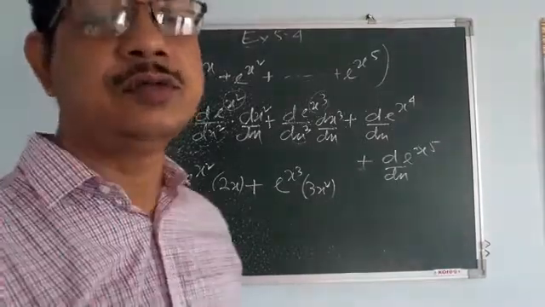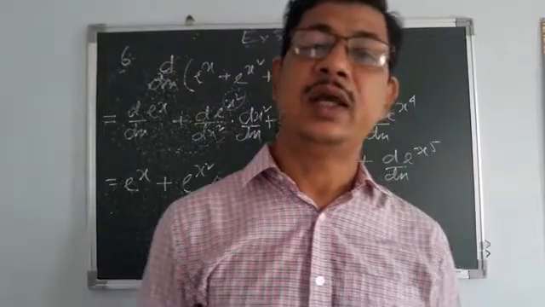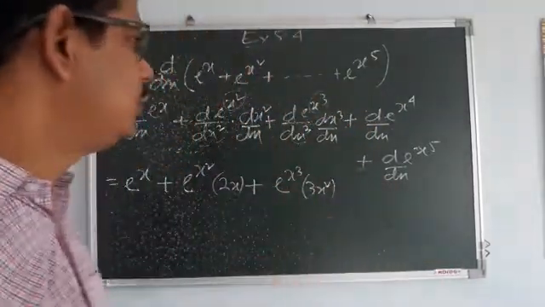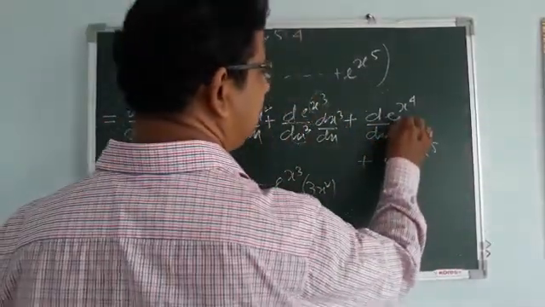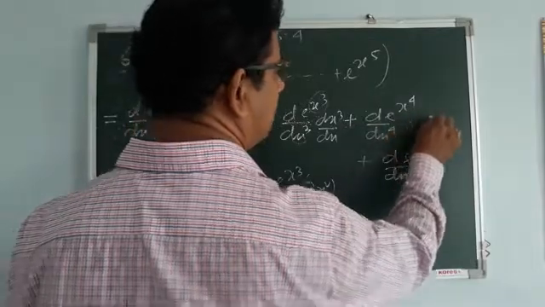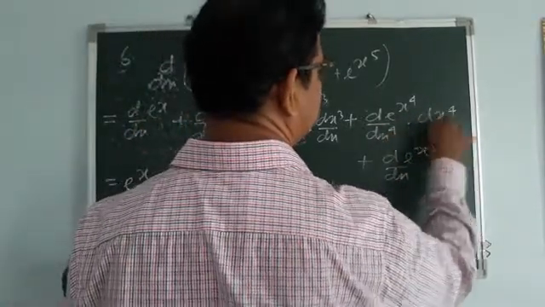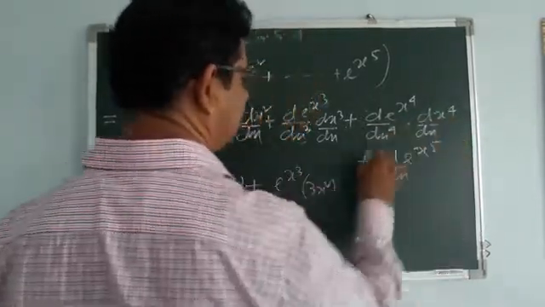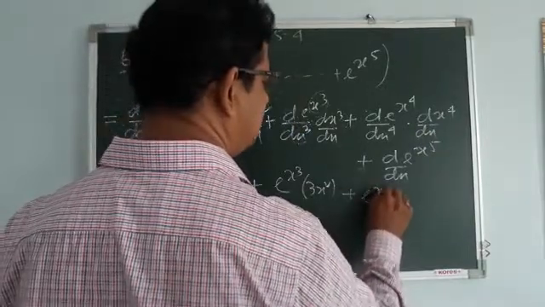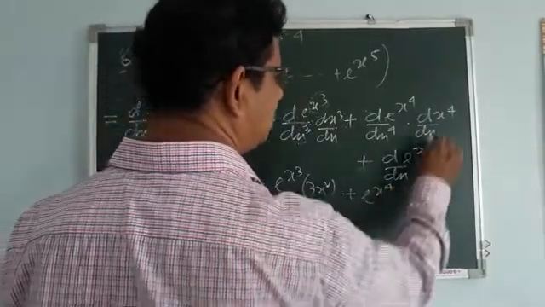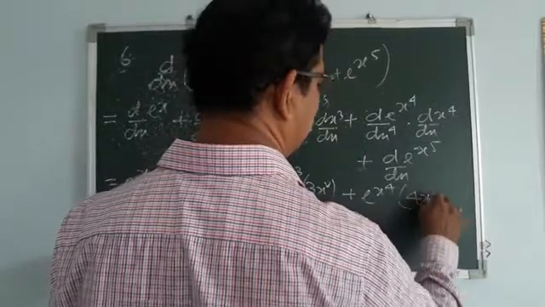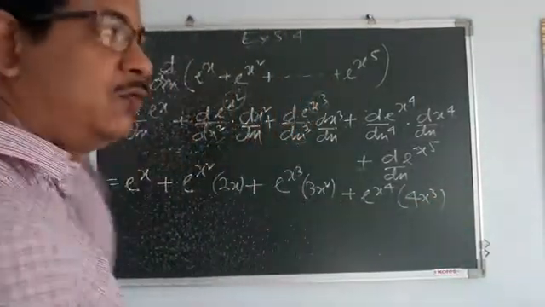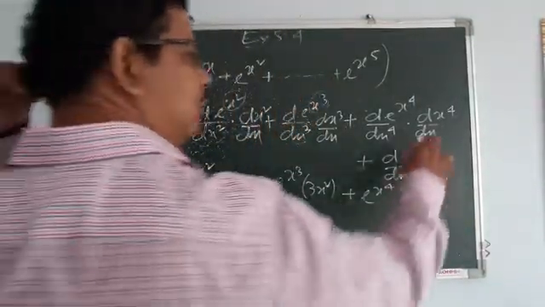Because the differentiation of x to the power n is n x to the power n minus 1. So of course it will be. Here again, x to the power 4 you have to write. To neutralize, you have to write d(x to the power 4)/dx. Then you see it is e to the power x to the power 4, and this is what? 4x cube. 4x cube we have to write, because of this one.